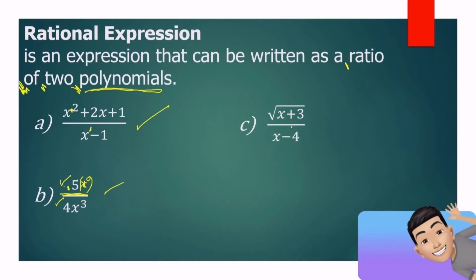Okay. Same tayo ng iniisip. That is not a rational expression. Why? Kasi dito pa lang sa numerator, hindi na siya polynomial. Dahil dito sa radical sign. Kasi ang ibig sabihin ng radical na to, yan ay kung square root lang, ibig sabihin, second degree lang yan.